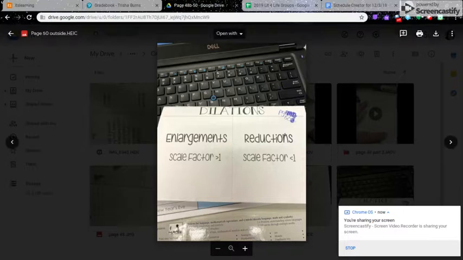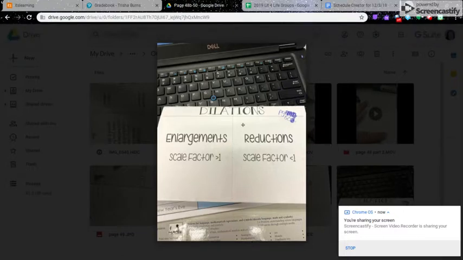Hi, today we're going to look at page 50 in our notebook. We're going to learn about dilations. I know we've done dilations before, but I want to do a couple more examples with you. The two types of dilations are enlargements and reductions.